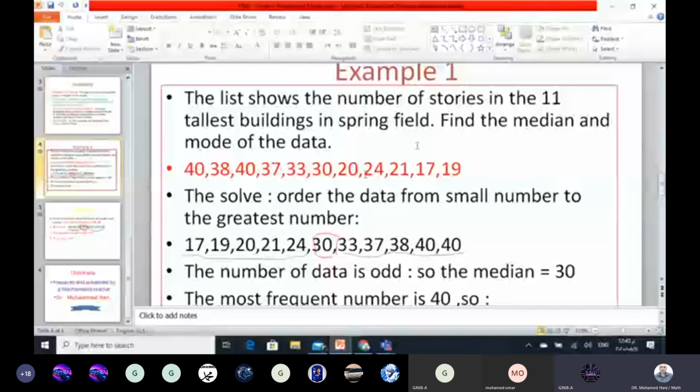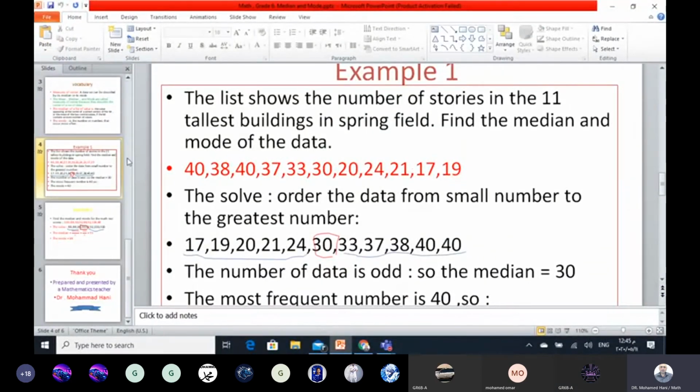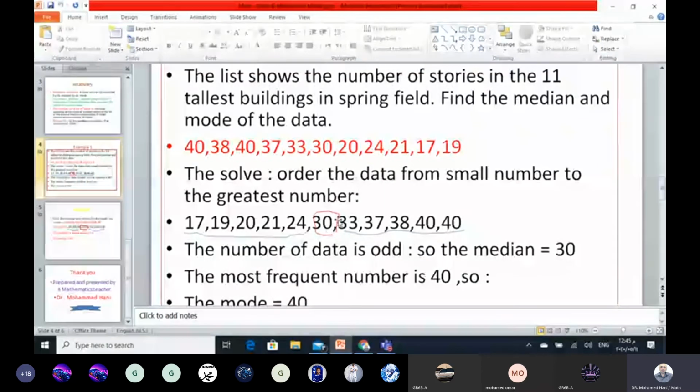Yes. Here we have the first example. Here we have the numbers of data. We have 11 numbers. Is 11 odd or even? It is odd. When you have odd numbers, the first step is to put the numbers in order from the small number to the big number. Then take the number in the middle.